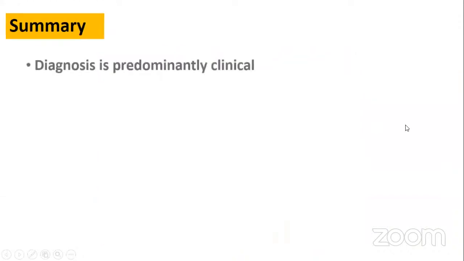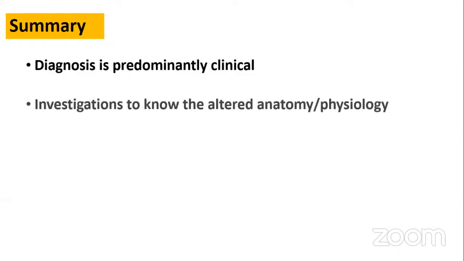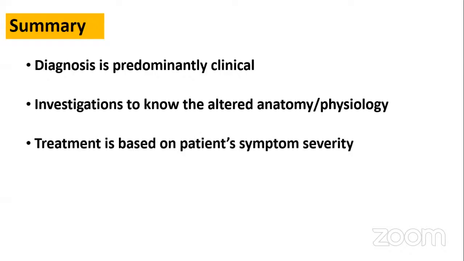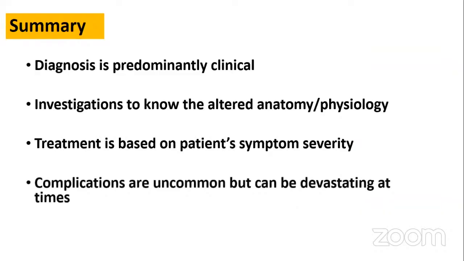Remember that one procedure. So diagnosis is predominantly clinical for carpal tunnel. Investigations is to know the altered anatomy and physiology, and treatment is based on patient symptom severity. So you can start with conservative management and then go for surgery if it's not responding. Complications are uncommon generally, but when it happens, it can be quite devastating, especially nerve injuries, the recurrent branch, or the median nerve itself. So we have to be very, very careful. These patients really have severe problems and they come back repeatedly, and repeat surgery is not so easy.